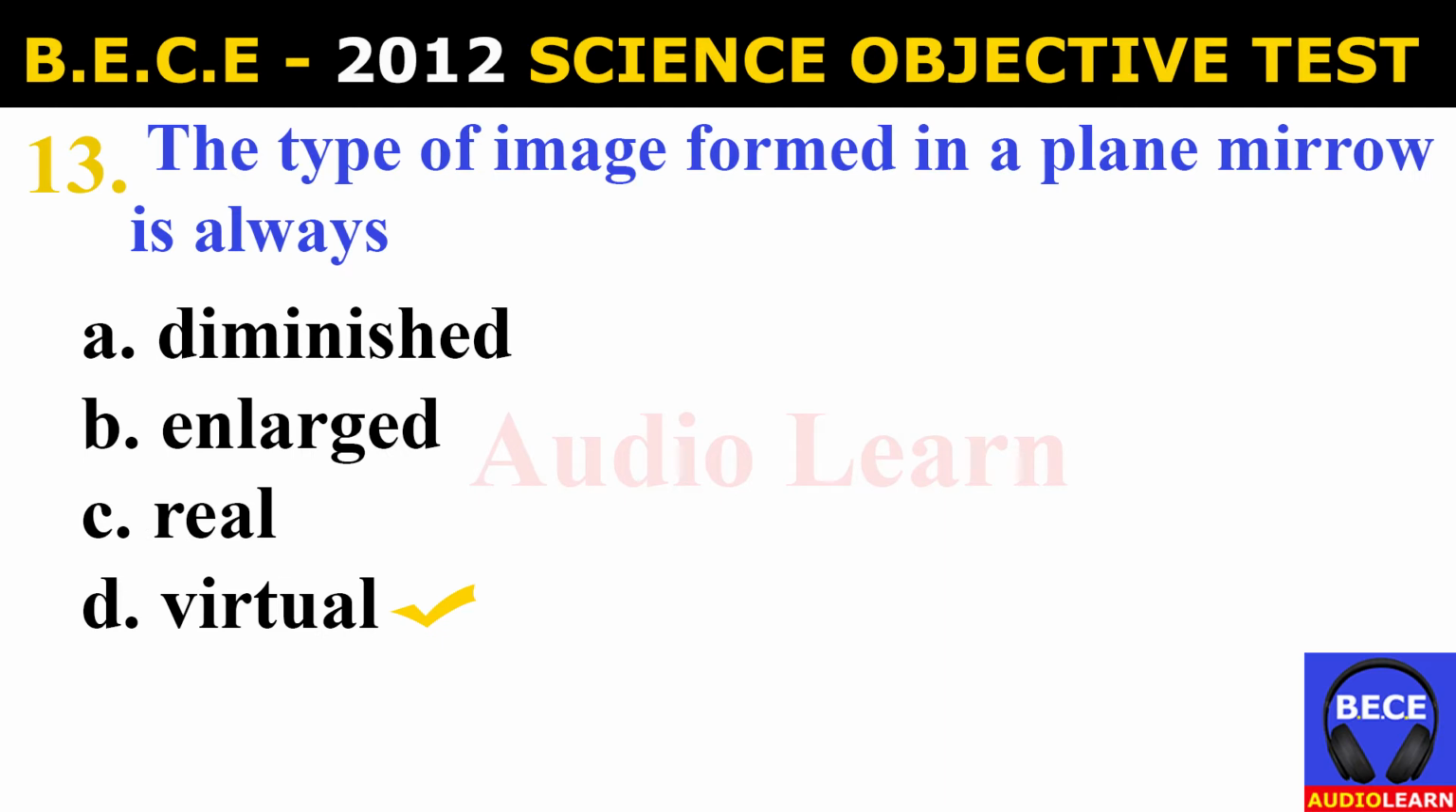Number 13. The type of image formed in a plane mirror is always A, diminished, B, enlarged, C, real, D, virtual. And the answer is D, virtual. The type of image formed in a plane mirror is always virtual.